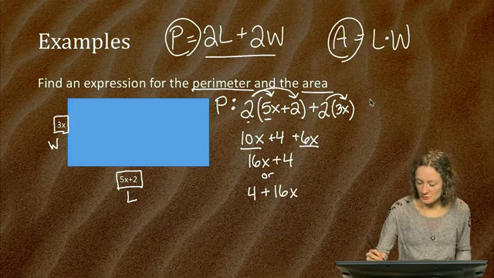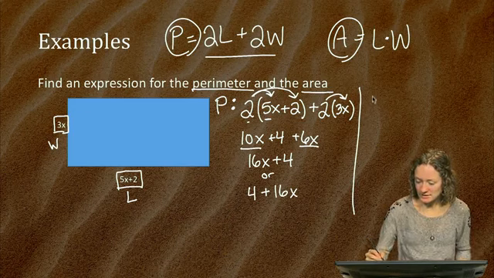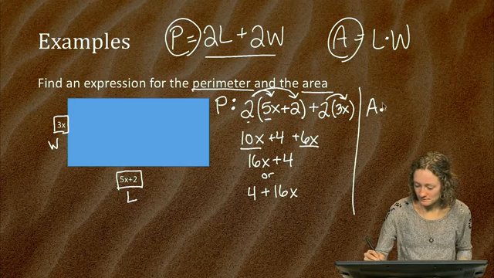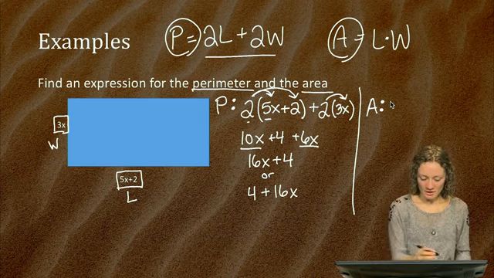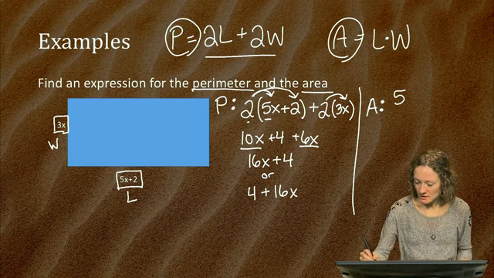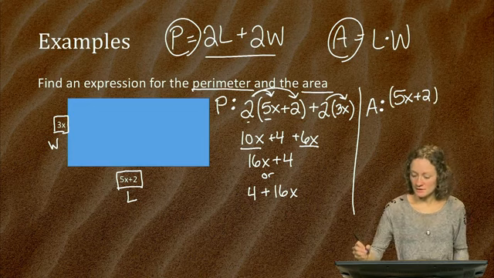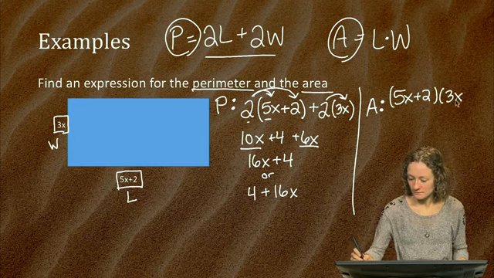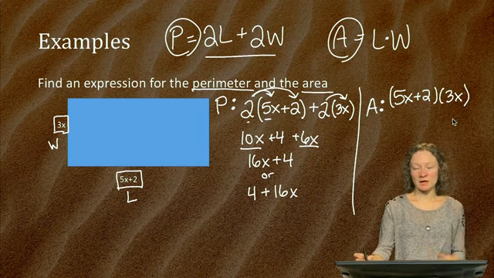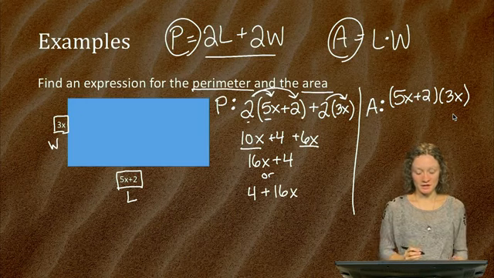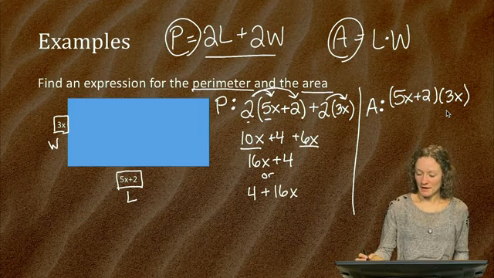That's one piece. The other piece is to then find an expression for the area. Area formula is length times width. Our length is 5x plus 2, and our width is 3x. So this right here is an expression for the area of this figure, but we're going to go ahead and simplify it.